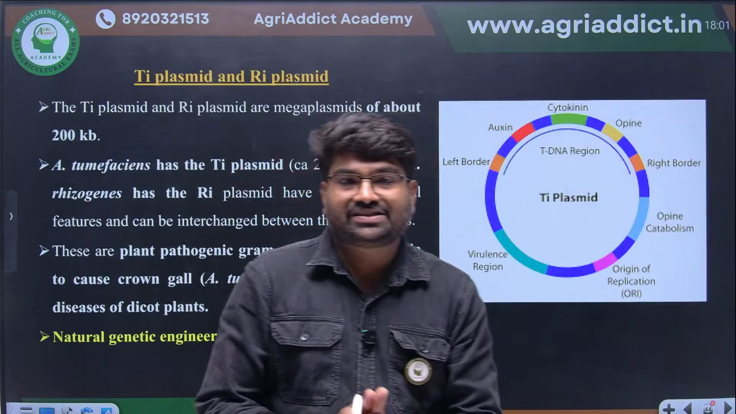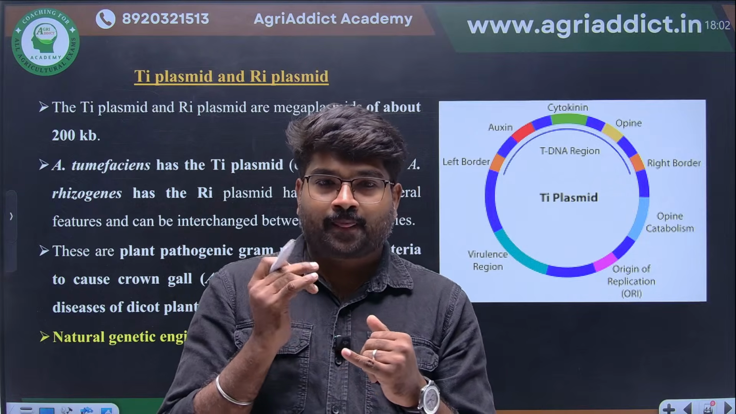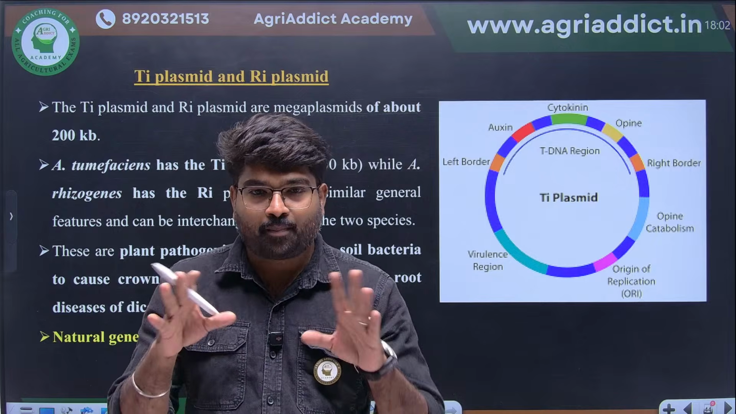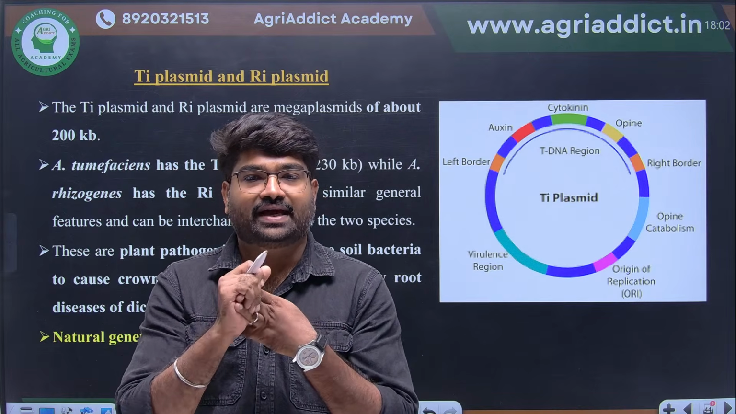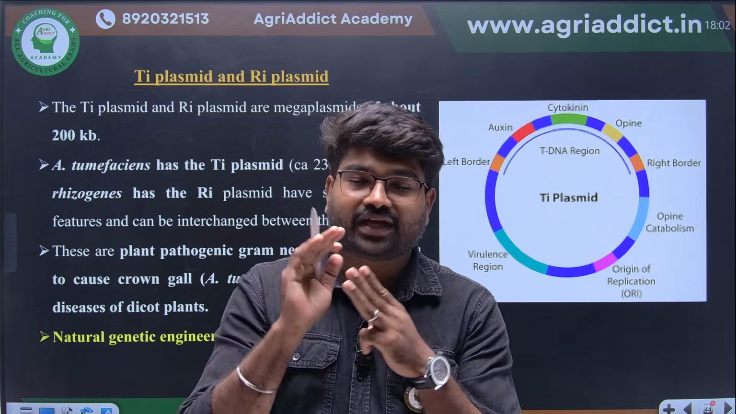Now we have seen the different classifications of vector. We have seen what is bacterial artificial chromosome and yeast artificial chromosome, everything. Apart from these, three different things are there. For these you only have to know the definitions. This is very important.